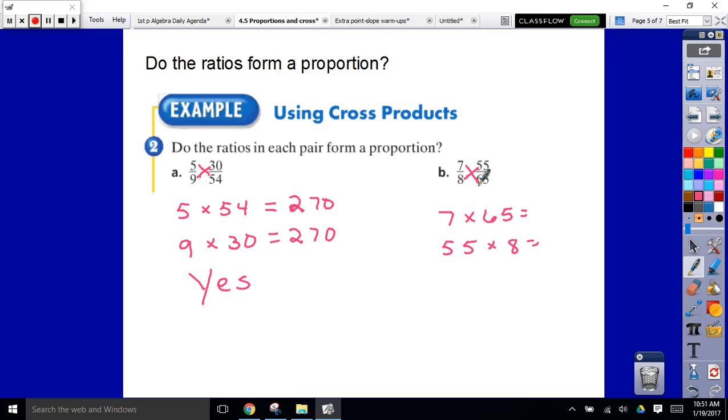Okay, so we're finding this and this. Jay, what's 7 times 65? Andrew, can you be prepared for the next one? Good, 455. Andrew, what's 55 times 8? Did you do this on your calculator? 55 times 8 is not 455. Okay, go ahead, Brooke. 440. Good. The cross products are not equal, so these do not form a proportion.